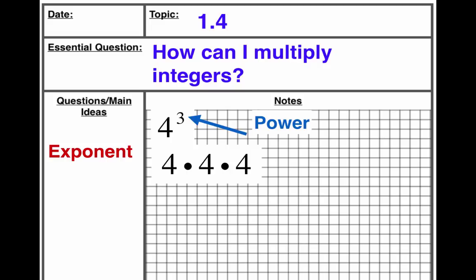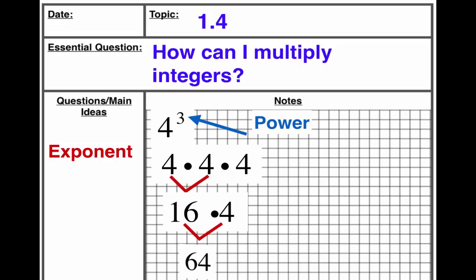Now 4 times 4 times 4 kind of has to go in steps. I know 4 times 4 is 16, but multiply that by another 4 and you get 64. So the answer is 64. 4 to the third power is 64. But we're going to be doing that with negative numbers today. So let's try an example that involves some negatives.